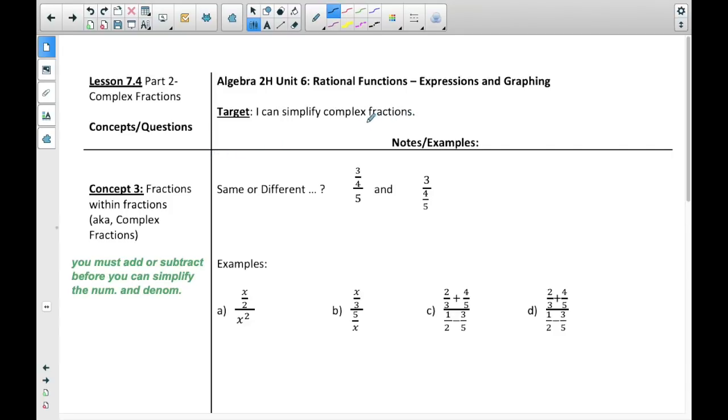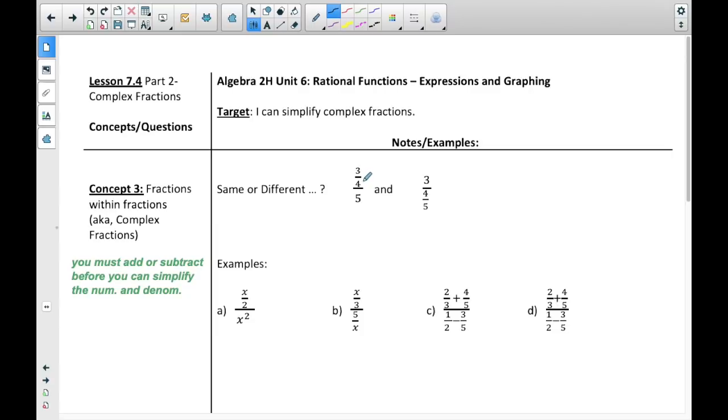The lesson today is on what are called complex fractions, and this also is in the Big Ideas book, Lesson 7.4. It's just the second part of it. I figured that adding and subtracting was hard enough on its own, so now we've got another concept within that though. First of all, again, you did the Delta Math the other day and they had some problems like these.